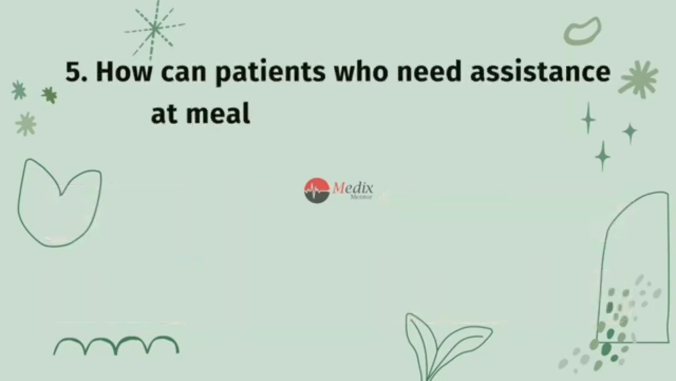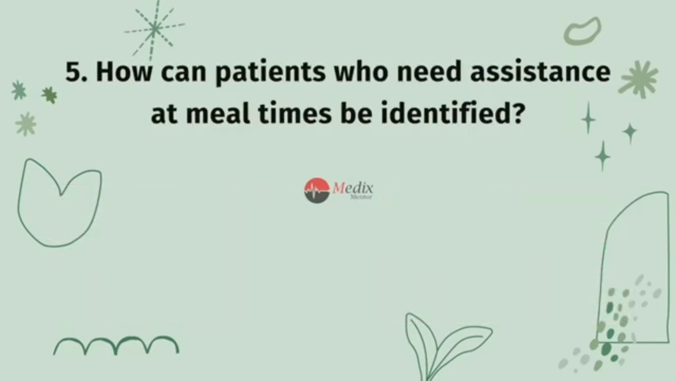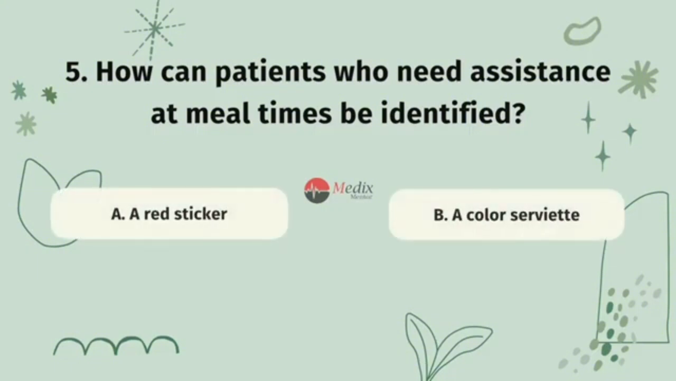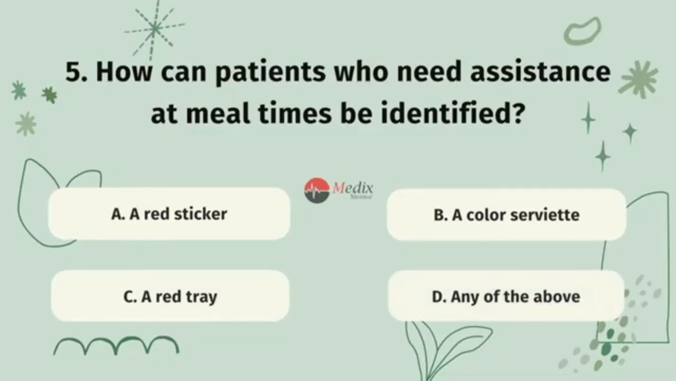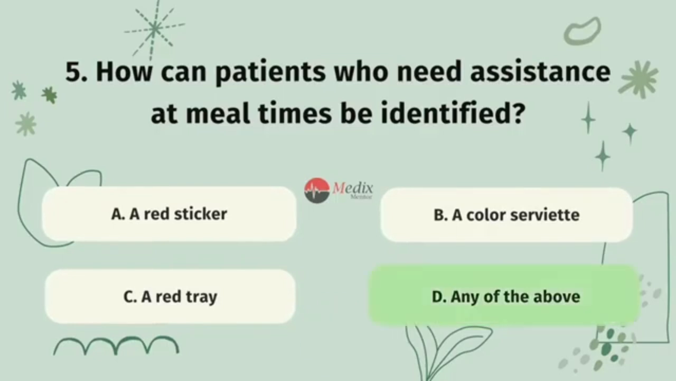Question 5. How can patients who need assistance at meal times be identified? Option A, a red sticker. Option B, a color serviette. Option C, a red tray. Option D, any of the above. The correct answer is D.